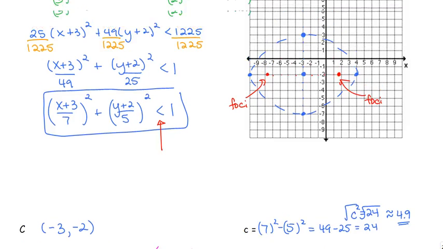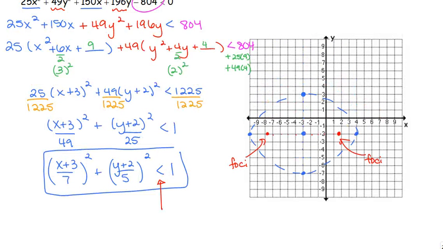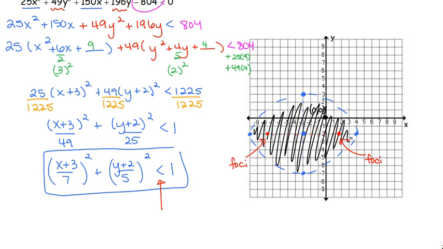Now we still have to shade. So we pick a test point. Again, I like 0, 0. When I plug that in, I find we've got 3/7, so you square that. Take 2/5, square that. Add those two numbers together. Those two numbers are going to be less than 1 when you add them together. So you're going to shade inside of your ellipse.